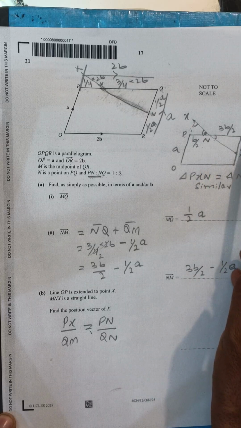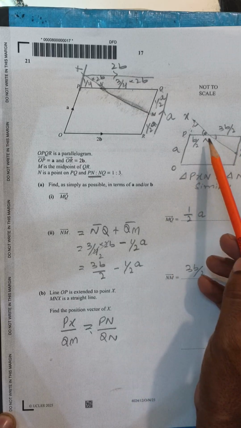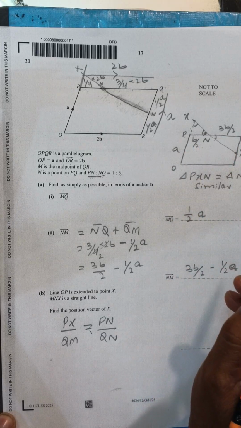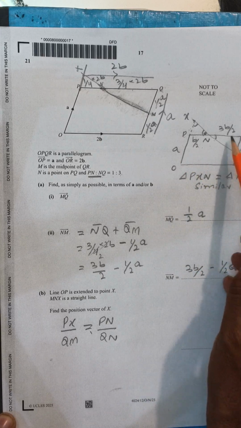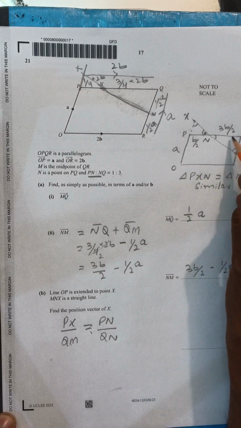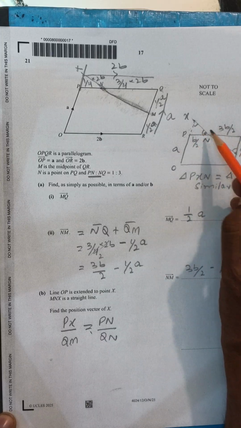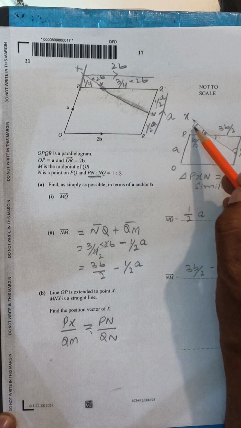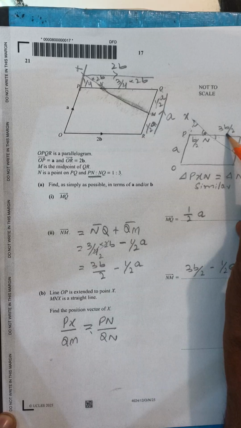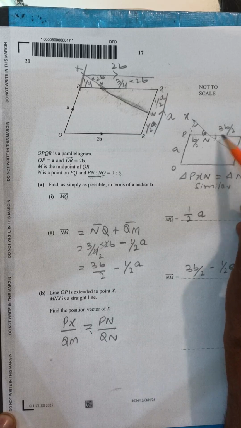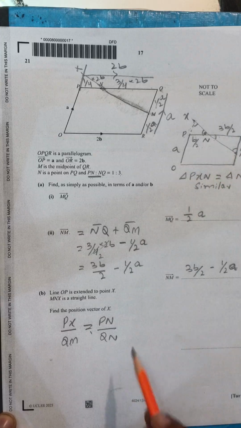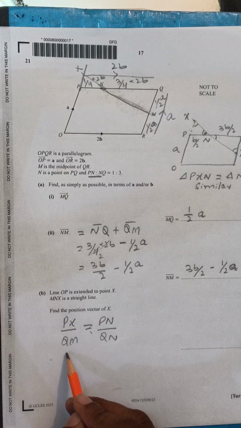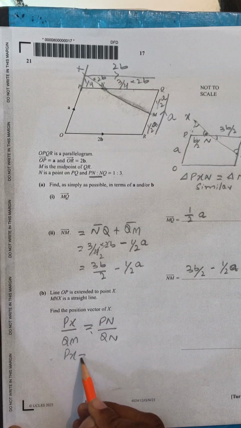PX over QM will be equal to PN over QN, right? The opposite of this angle and the opposite of this angle, because both angles are similar. These two angles are similar, so their opposite side ratio, and these two angles are similar, so their opposite side ratio. Now you can write it this way. So solve it; we can solve PX quickly.